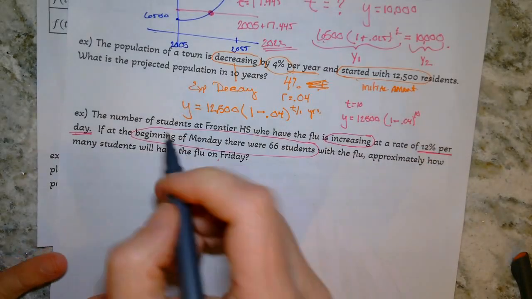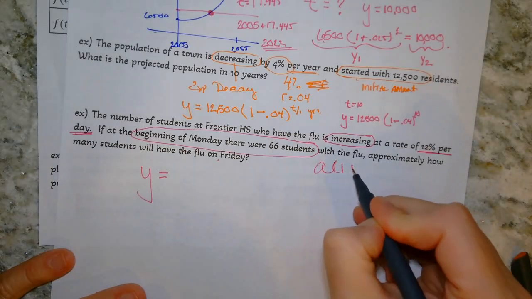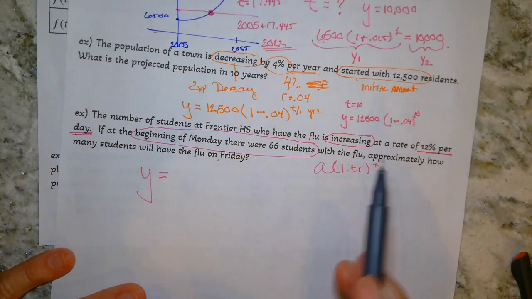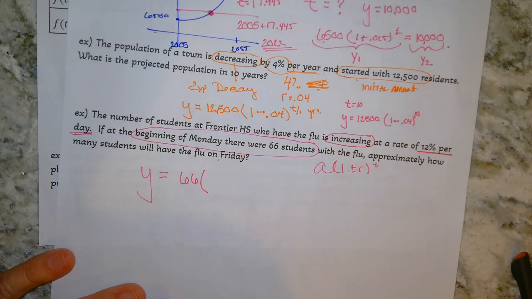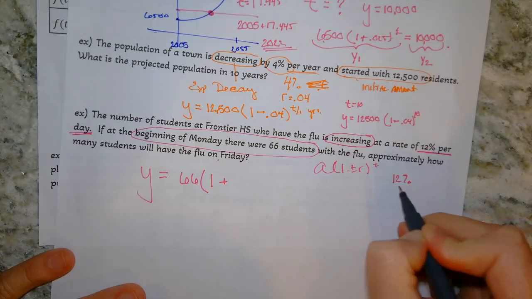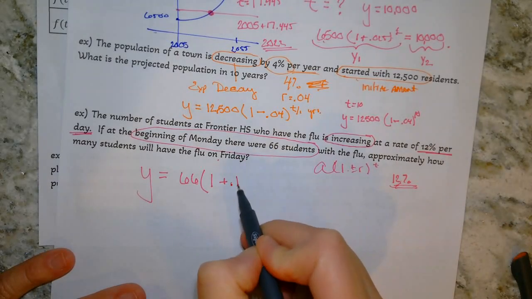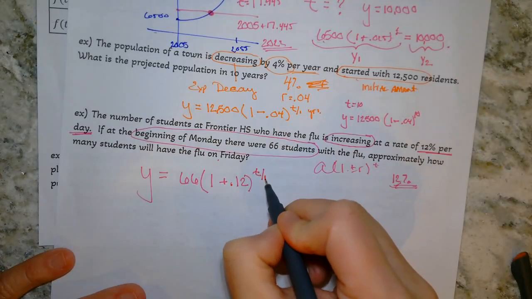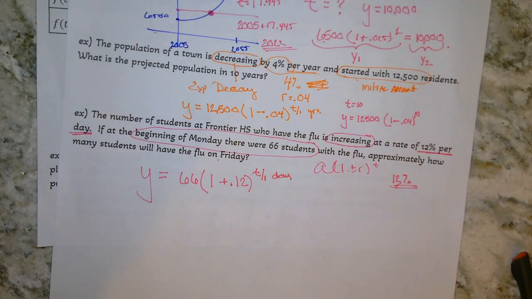All right, so let's get our function written. Y equals A times 1 plus or minus the rate to the t. It's increasing, so we're going with plus. The initial amount is 66 students, increasing at 12%. So that's 1 plus 12%. To change that to a decimal, we're going 2 places to the left, 0.12 to the t, each divided by 1 days. This is represented in days.